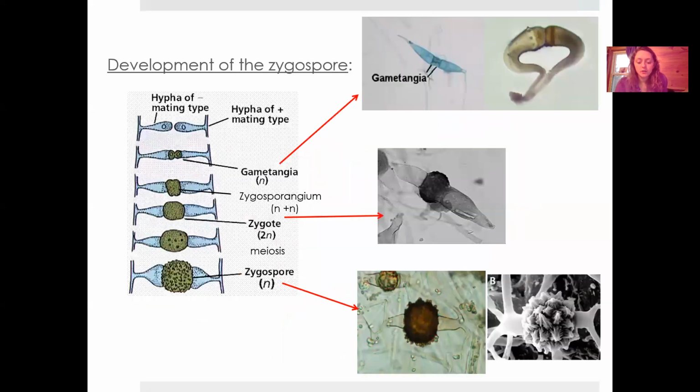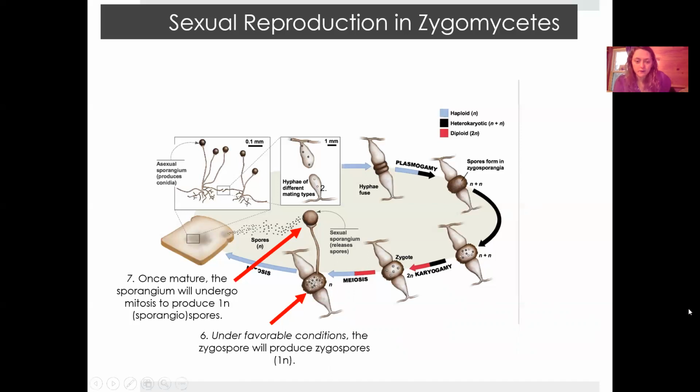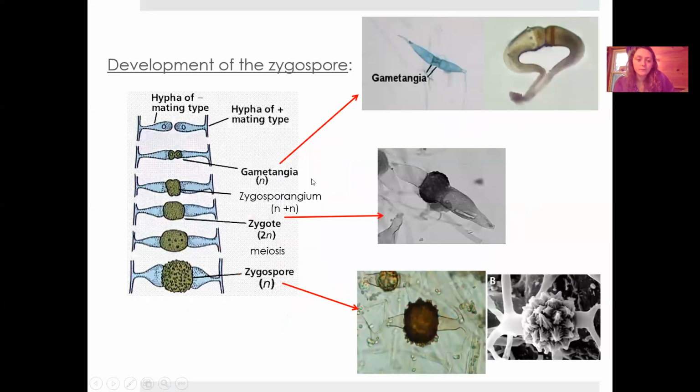So just to review that a little bit, I feel like there was a lot going on. We have these different mating types that reach out to each other to form the gametangia. You can see them reaching out to form the gametangia right here. Once the gametangia, which is one end, is meeting, we have plasmogamy going on. So that becomes the zygosporangium, which is N plus N.